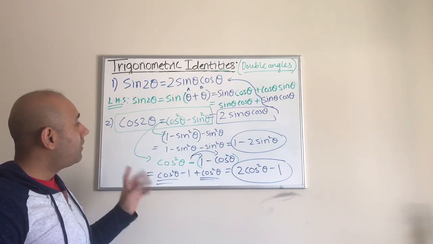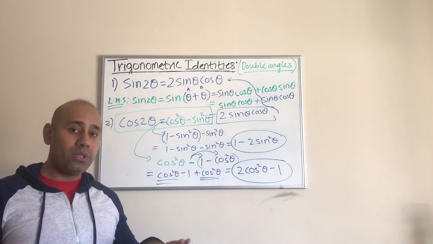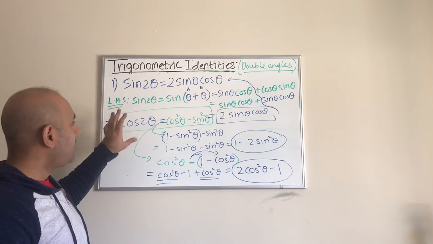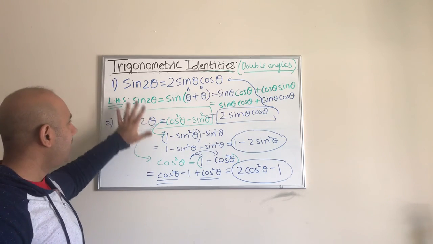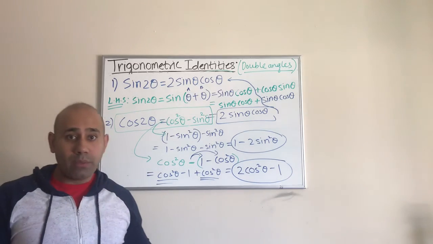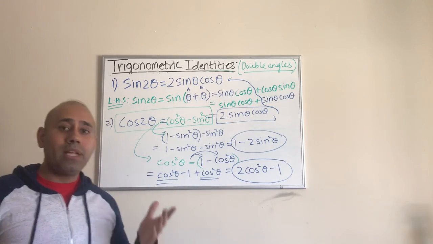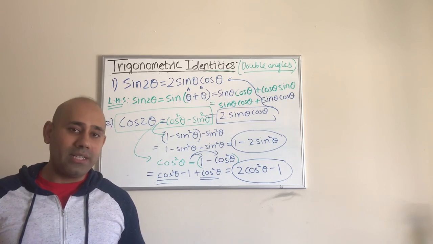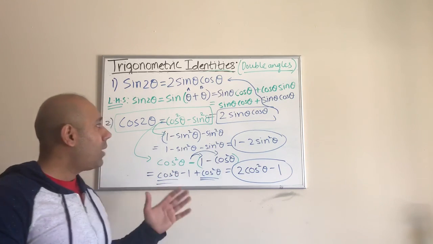So I think for the tangent, I would like to do this in the next video. So guys, till then, just try to practice and see how we get these two. And then in the next video, I'm going to show you the tangent one. And after that, we're going to use those to actually verify or prove other trig identities, right? Okay. So I'll see you in the next video.